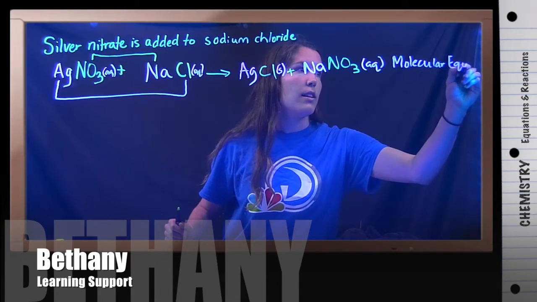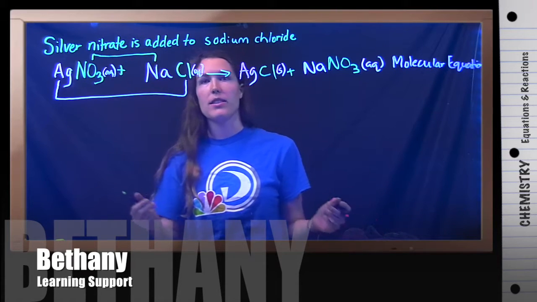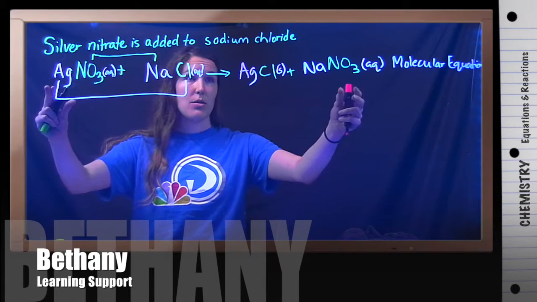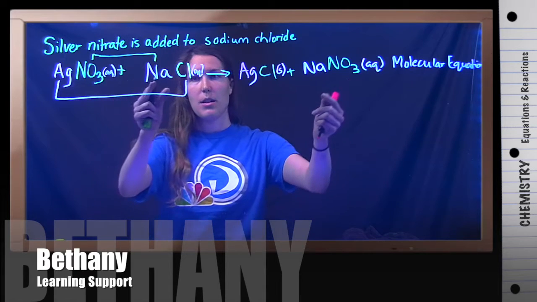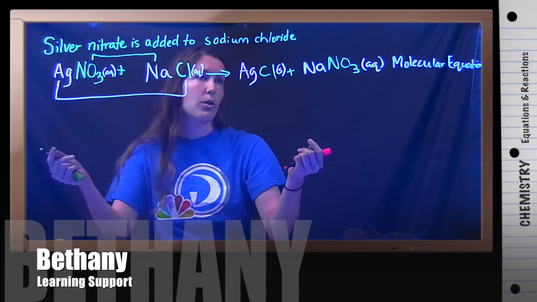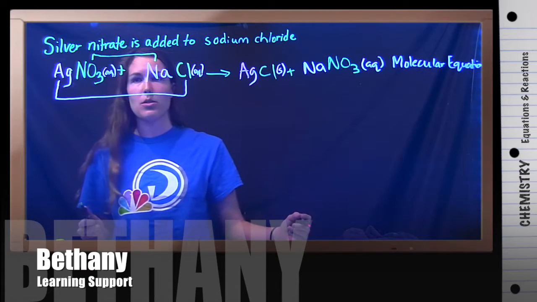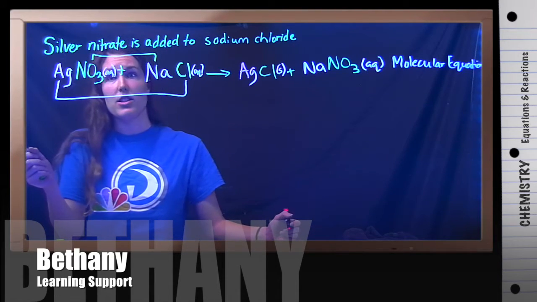So this first equation is your molecular equation. Now you want to make sure that your molecular equation is balanced, that you have the same amount of silver ions on the left as the right, the same amount of nitrates on the left and on the right, the same amount of sodium on the left and on the right, and the same amount of chloride on the left and on the right side of the equation, which in this case we do, so we're good to move forward.